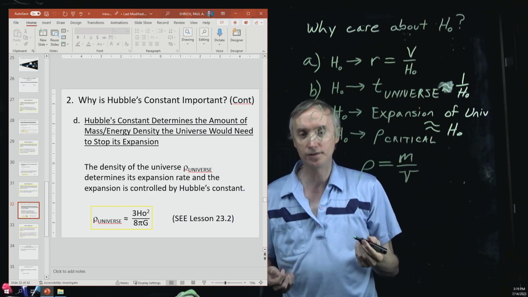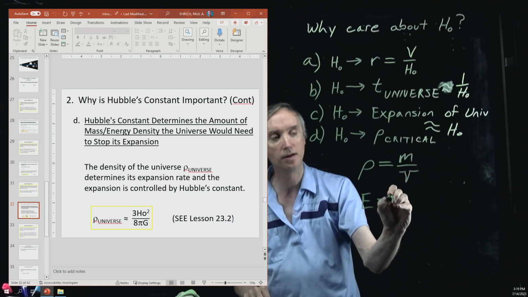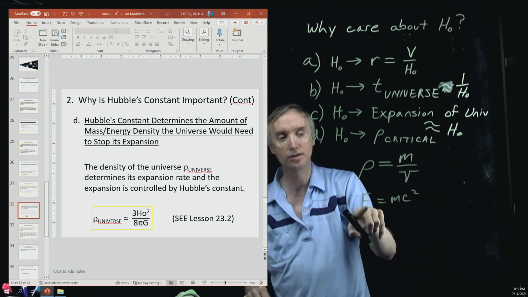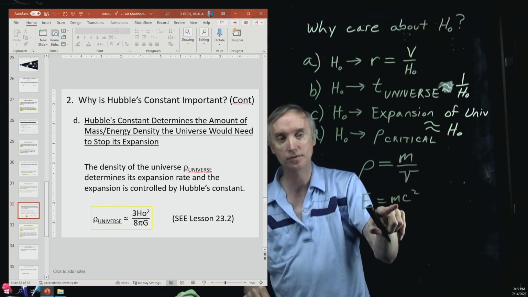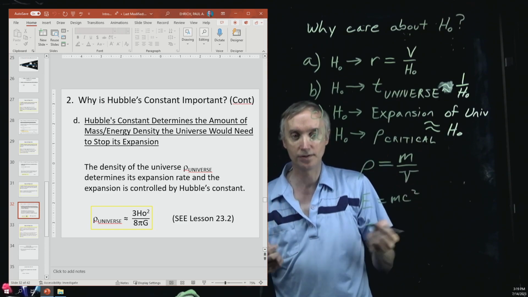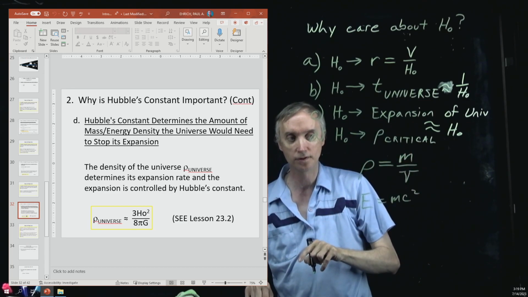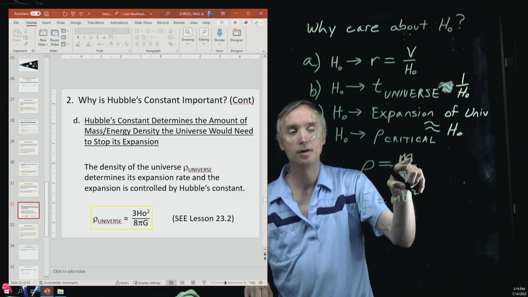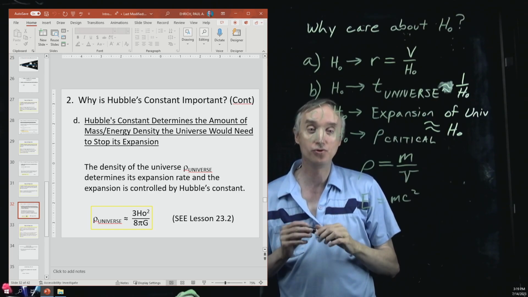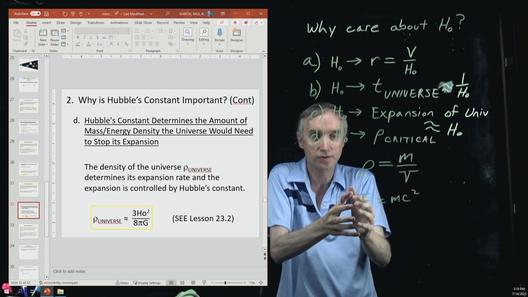However, according to Einstein, energy is equivalent to mass. So E equals mc squared. Okay, so that means that mass can be turned into energy and energy can be turned into mass. This is the reason why we call it the mass energy density, because it's not just the mass that contributes to the density of the universe, it's also the energy. Okay, now what does mass do? Mass causes gravity.